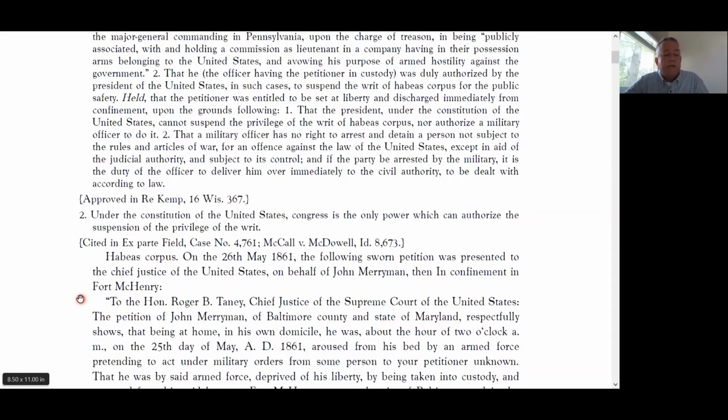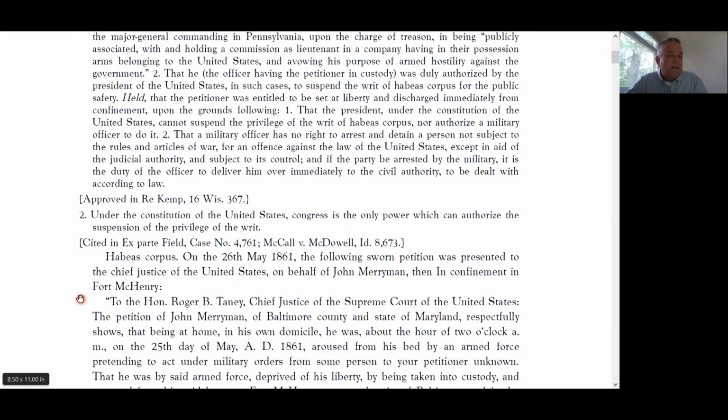But his lawyer knows that he can go directly to the federal circuit court in Maryland, located in Baltimore. And his lawyer also knows that the head of that circuit court is none other than Chief Justice Roger Taney, the Chief Justice of the United States. And so his lawyer files the writ of habeas corpus directly with Chief Justice Roger Taney, serving as a circuit judge, not as a Supreme Court justice, or Chief Justice of the United States, I should say.